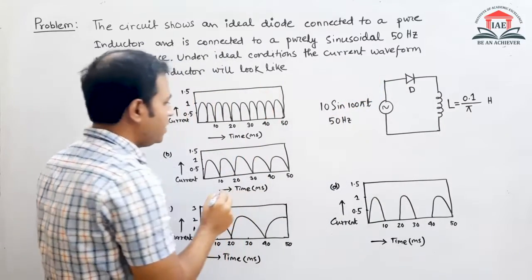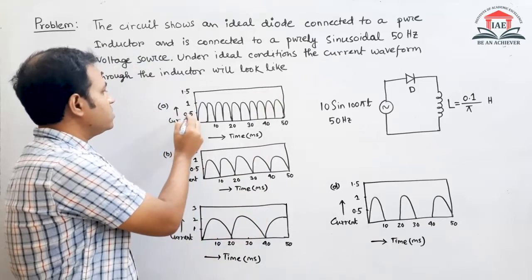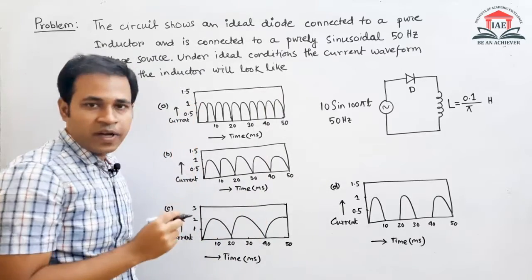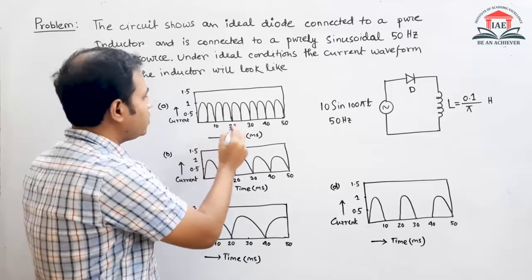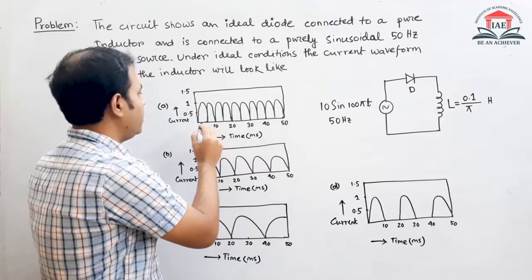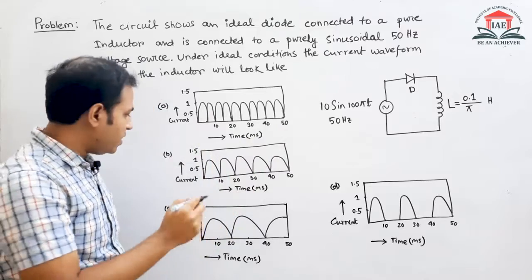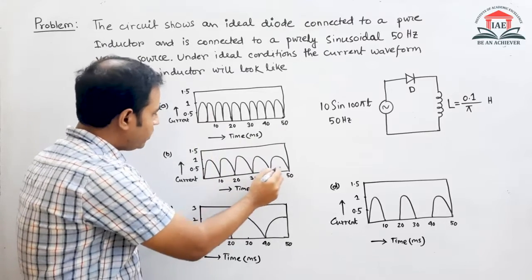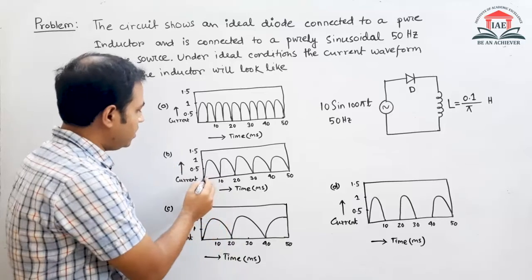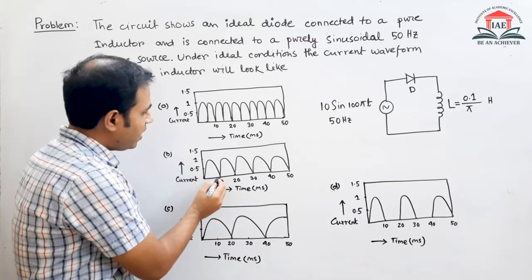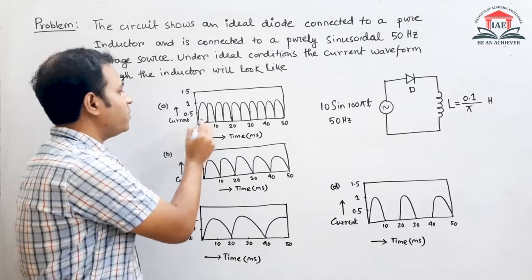Then they are asking the question: under ideal conditions, the current waveform through the inductor will look like what? There are four options given. Option 1 is the current 0.5, 1, 1.5 the values, and time in milliseconds 10, 20, 30, 40, 50. And we see this is the current waveform. In option B, we see the same duration but the current waveform is a little bit different, where the current starts here and ends at 10. Here it's 10, it ends at 5.